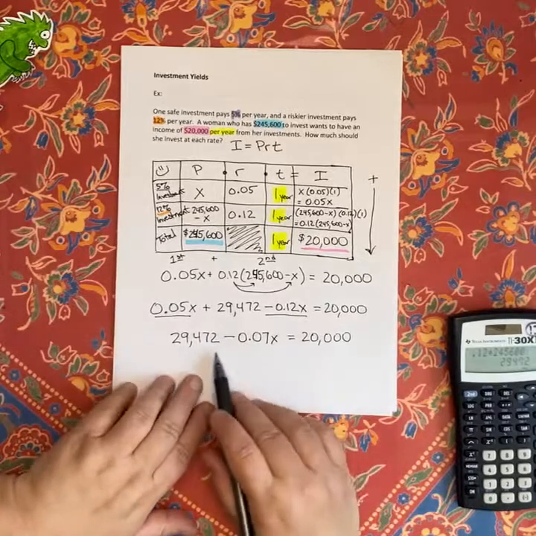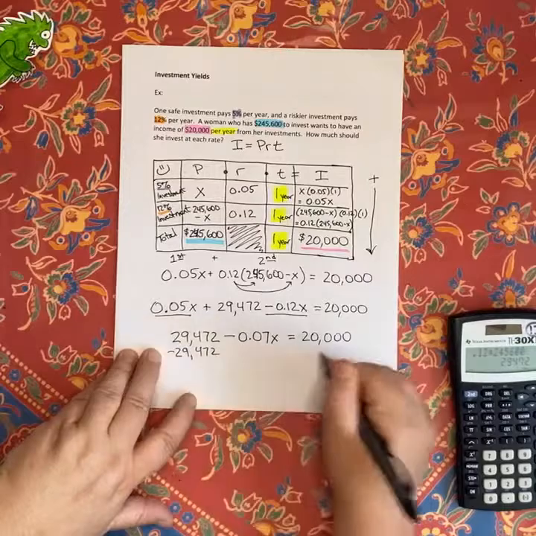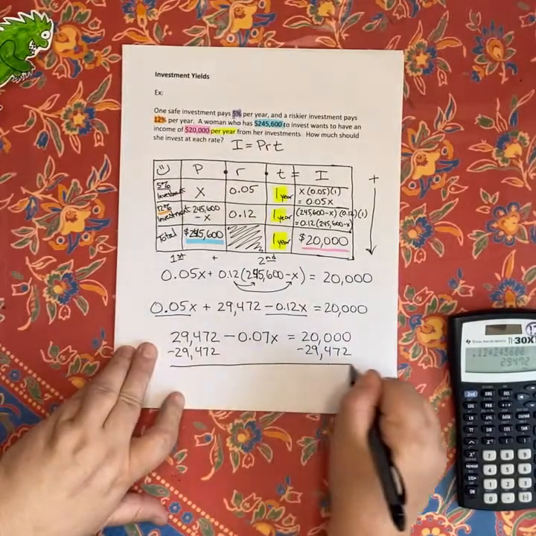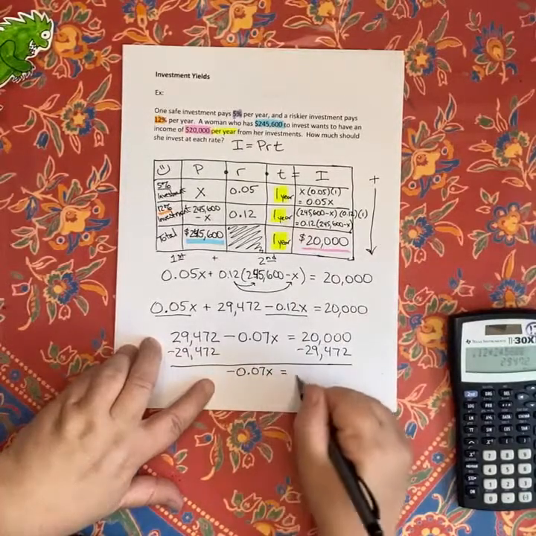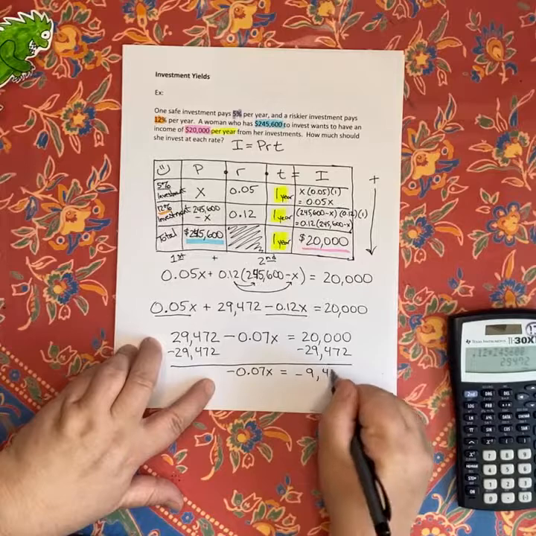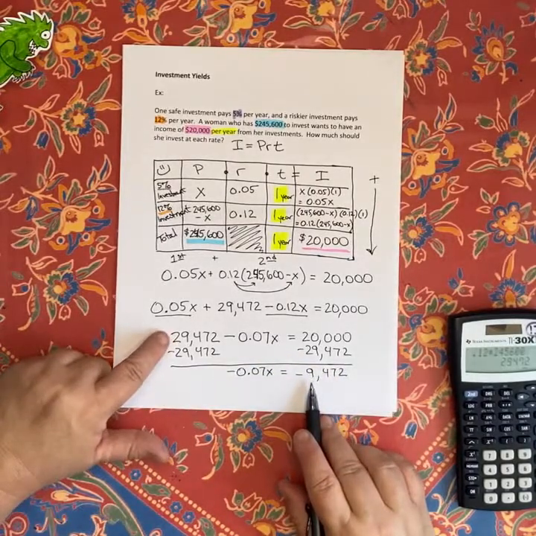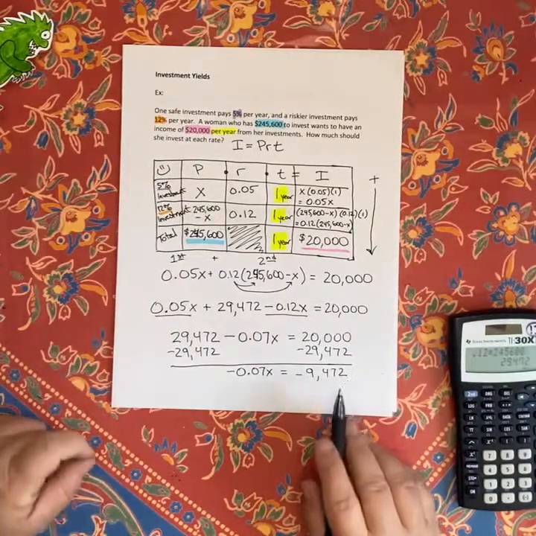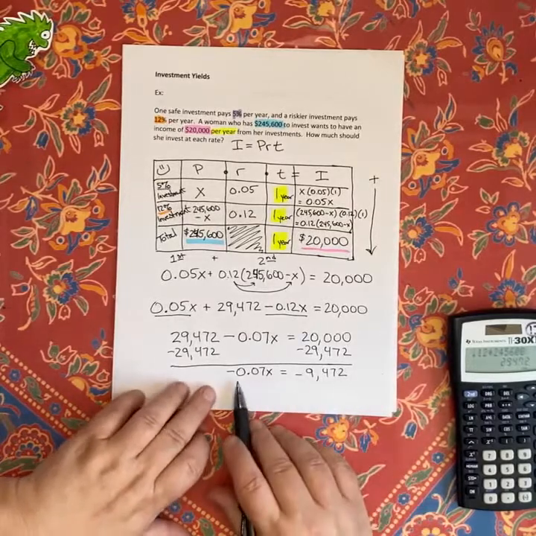So then let's solve this. Well, I'm going to subtract 29,472 from both sides. And I'm going to get negative 0.07x equals negative 9,472. This is how much extra she had, right? If she goes all in at 12%, she gets an extra $9,472.